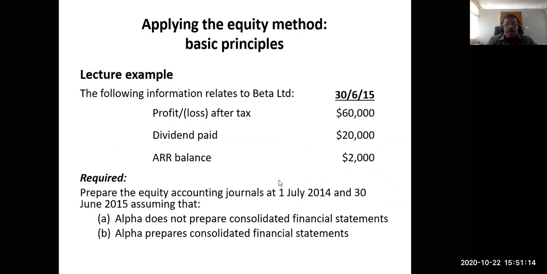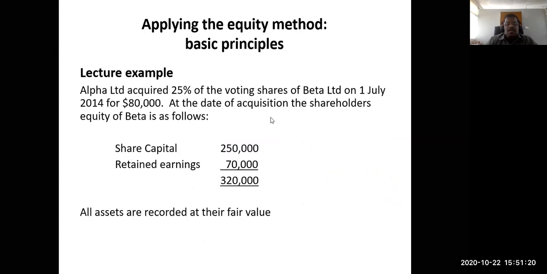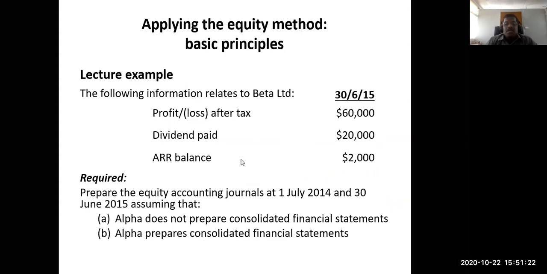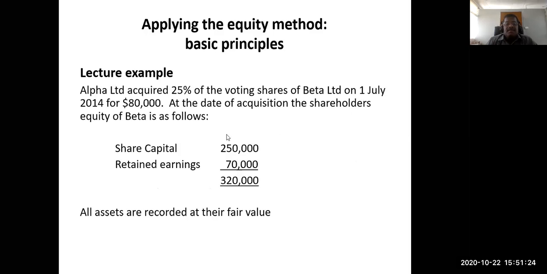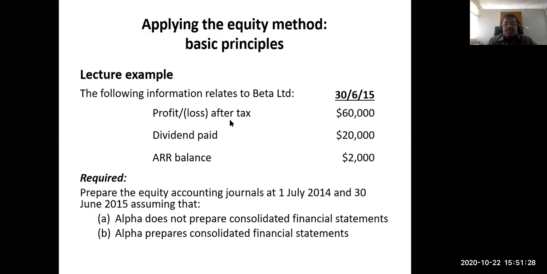Okay. Then the following information relates to Beta. This is the first year, because you acquired in July. The year-end results: profit after tax 60, dividend paid, ARR balance, and revaluation reserve balance.